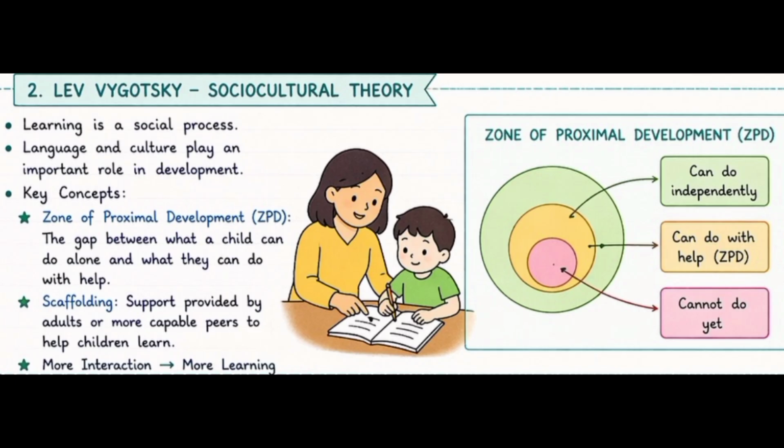Scaffolding: supports provided by adults or more capable peers to help children learn. More interaction, more learning, from more knowledgeable others. Zone of proximal development: can do independently, can do with help, cannot do yet. Vygotsky believes that children will learn more with interaction from society, the environment, and the school.